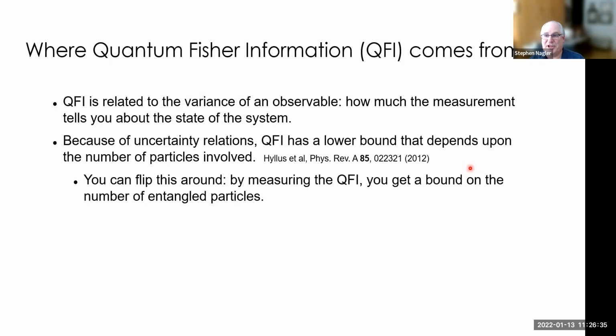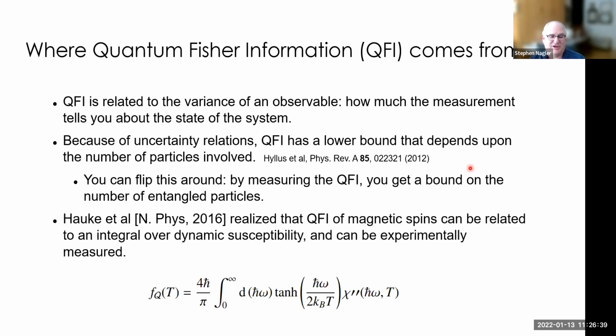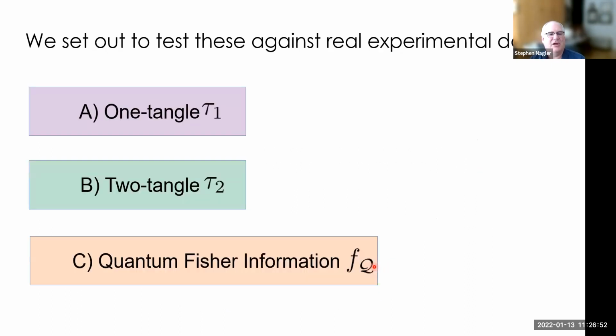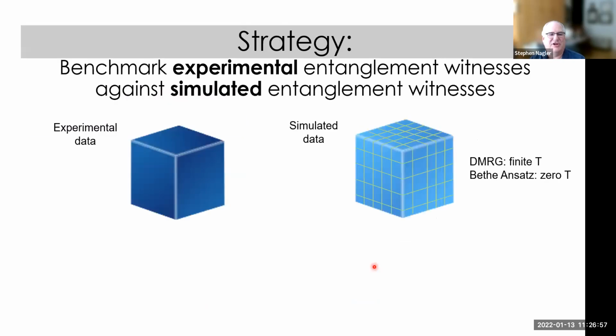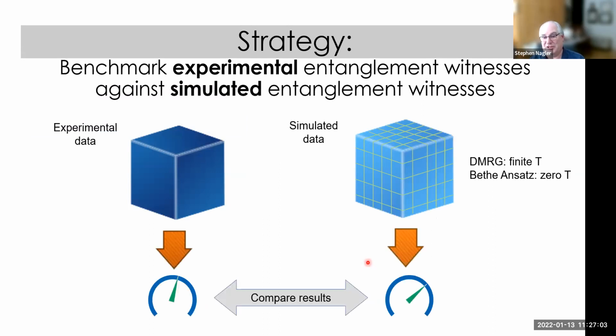So if I measure the information, I can get a bound on the number of entangled particles. Okay. It was shown by Hoek et al. a number of years ago that for a spin system, I can actually experimentally measure this in principle using this integral. So let's see what happens if I look at KCuF3. Basically, as I said, I'm going to take experimental data, compare it to simulated data, and see whether it makes sense.